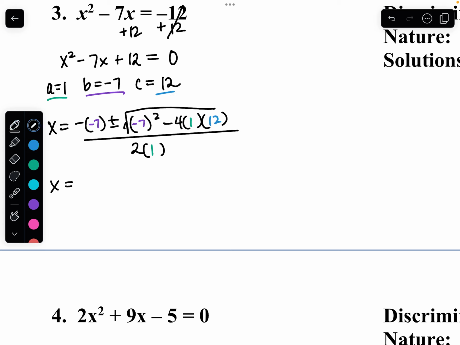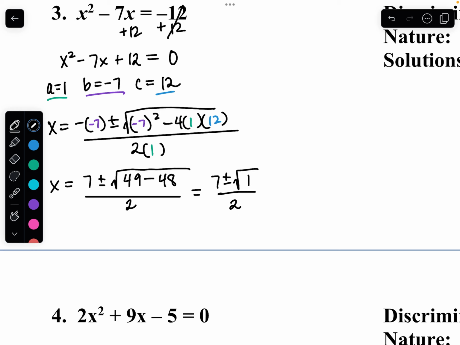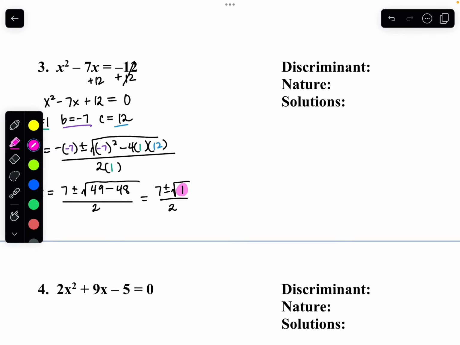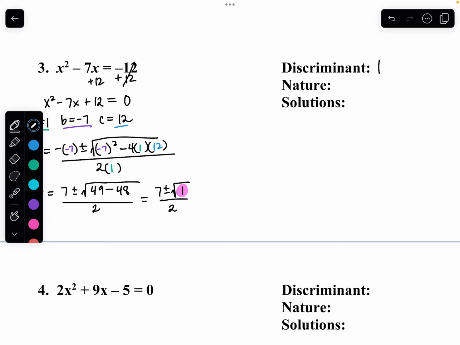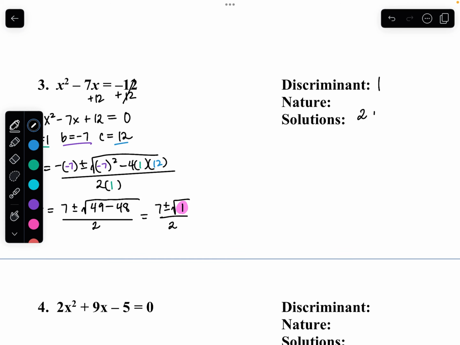And so now we can simplify. -(-7) is just 7. (-7) squared is 49. 4 times 1 times 12 is 48. And then 2 times 1 is 2. So that gives us 7 plus or minus square root of 1 over 2. And so I'm going to pause and highlight the discriminant. Our discriminant came out to 1, which is a perfect square. And so we know we're going to have two real rational solutions. They're going to be nice numbers.